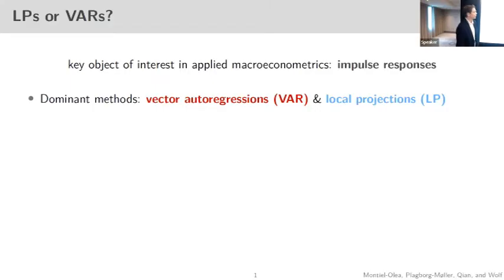Okay, so the starting point for this piece, familiar to everyone in the room: we as macroeconomists often want to learn about impulse responses, that is, the causal effects of macro shocks or policy changes on macro outcomes. Now, the two dominant econometric methods for estimating such impulse responses are VARs, going back to Chris Sims's work, as well as local projections, going back to Oscar's work.